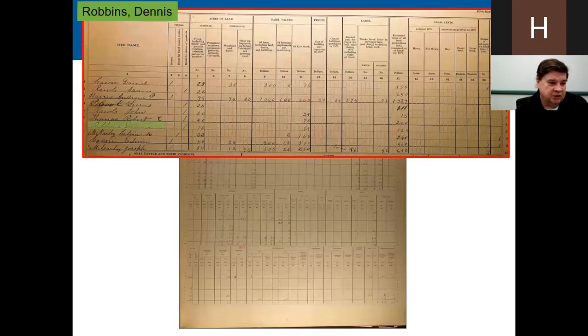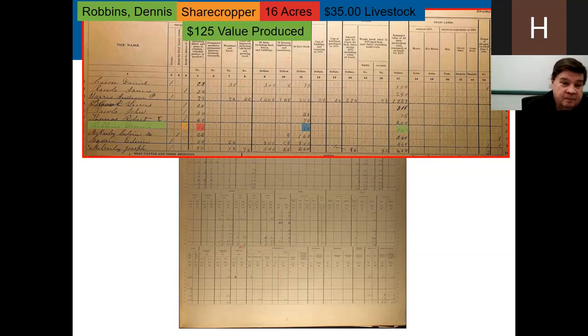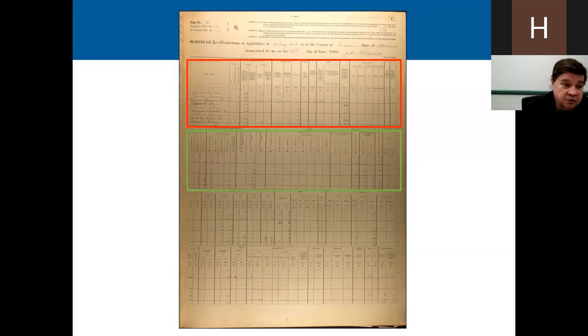And what kinds of questions do they ask? Well, let's find Dennis Robbins here. It asks whether they own the property or they rent it or if they're a sharecropper. So if you're a sharecropper, you still end up on the agricultural census. That's good information to know. It says he farmed 16 acres. He had $55 worth of livestock, or is it 35? I can't tell. The number's right underneath. $125 of produce produced.